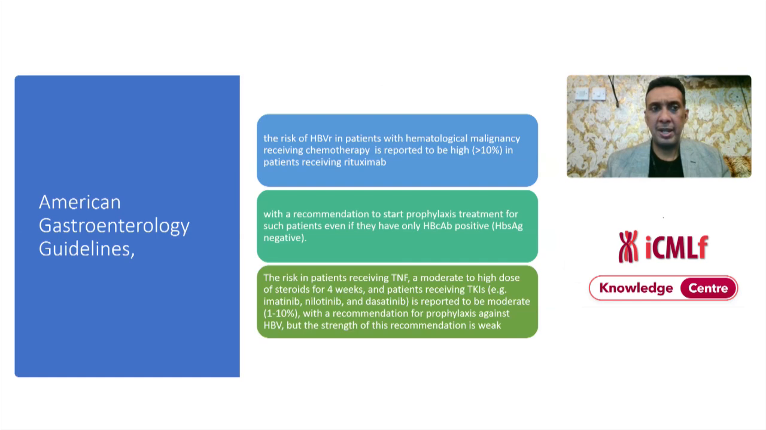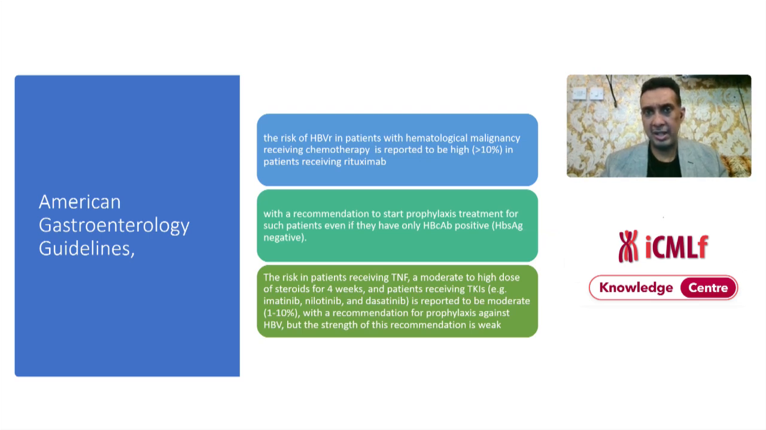What do the American gastroenterology guidelines tell us about the reactivation? The American gastroenterology guidelines tell us that the risk of hepatitis B virus reactivation in patients with hematological malignancy receiving chemotherapy is reported to be high. It's more than 10% of patients receiving specific agents like rituximab, with a recommendation to start prophylaxis treatment for such patients, even if they have only hepatitis B core antibody positive or hepatitis B surface antigen negative.